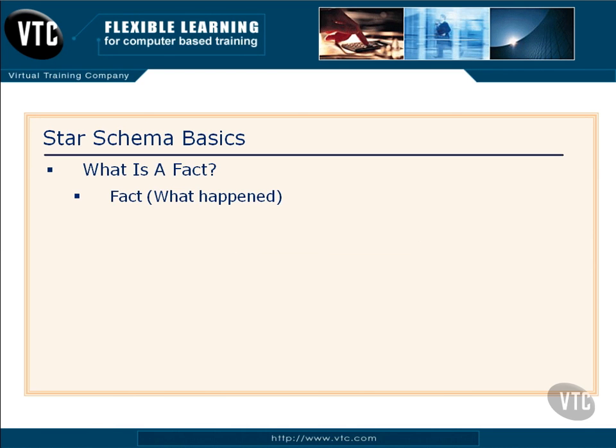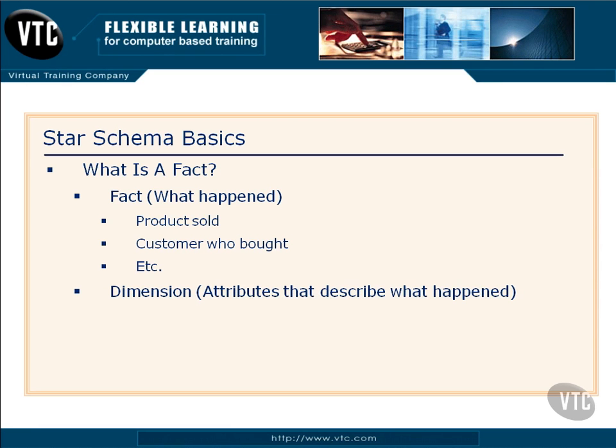Okay, what is a fact? We have a fact table. What's in the fact table? Simply a measurement of what happened. A product that got sold, a customer who bought, the weight of the shipment, the length of the shipment, anything that usually is numeric and we can measure. A dimension, and you'll also hear these referred to sometimes kind of erroneously as attributes, because some dimensions are attributes, some aren't. But a dimension generally is an attribute that describes what happened pertaining to that fact.